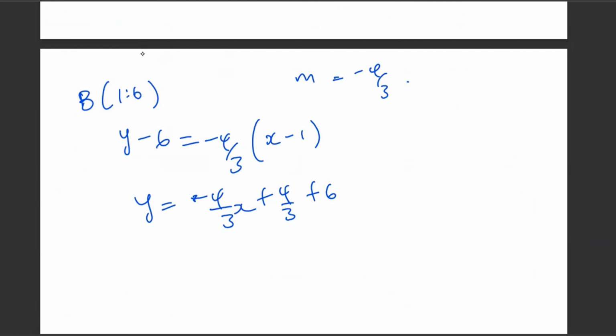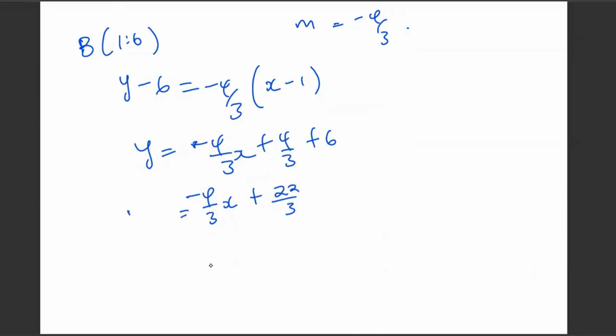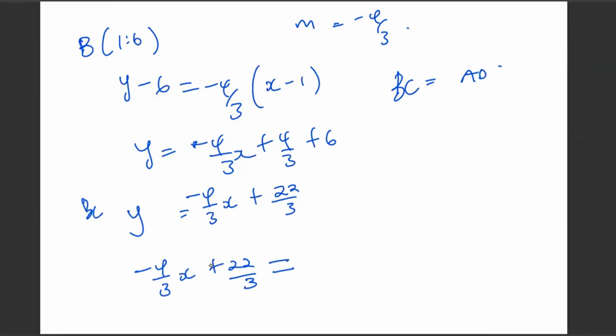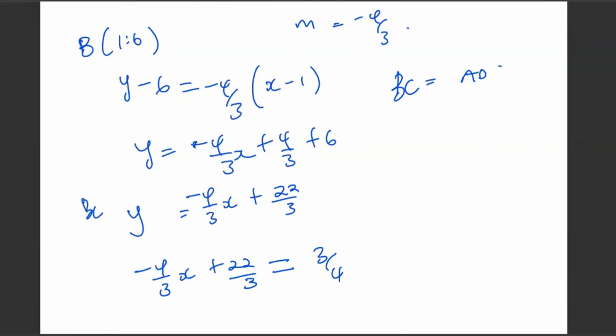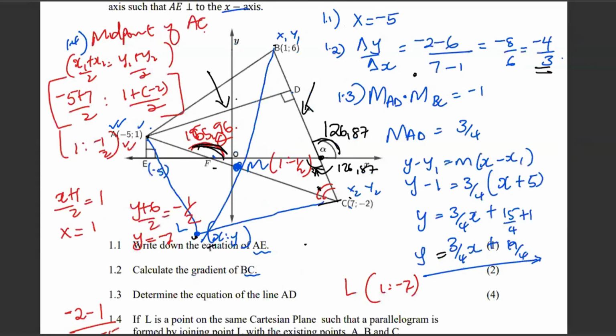Then when I simplify this, because I just need to get this equation and solve it with the other one simultaneously so that I get the coordinates of D. So negative 4 over 3 x. We know that 4 over 3 plus 6 must give us 22 over 3. So this is our equation for BC. Then I'm going to equate it with the equation of AD: negative 4 over 3 x plus 22 over 3 should be equal to 3 over 4 x plus 19 over 4.